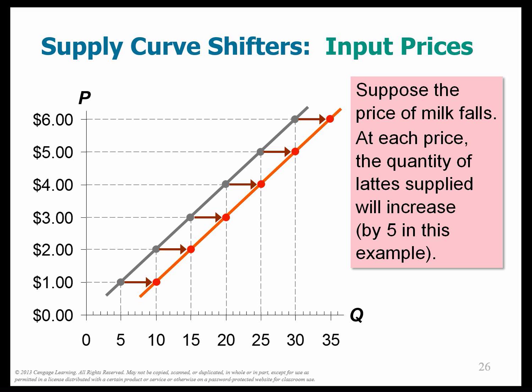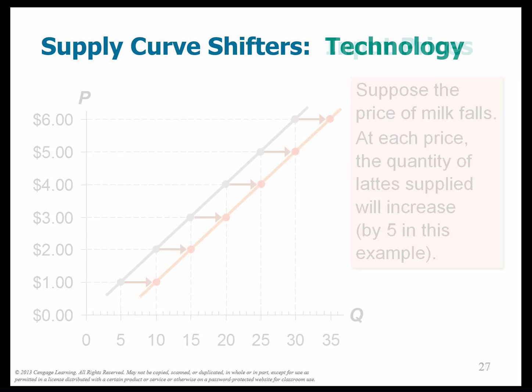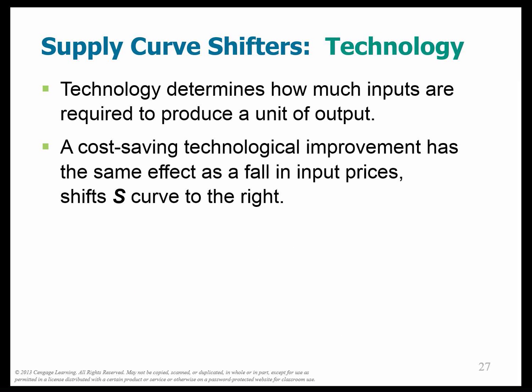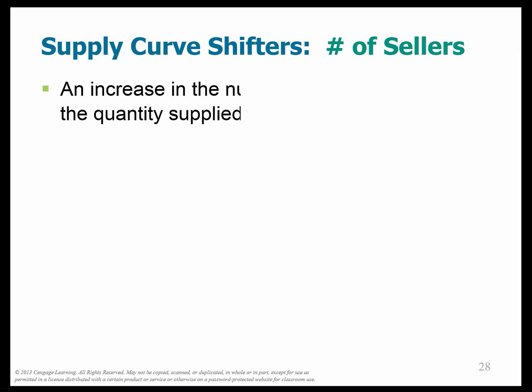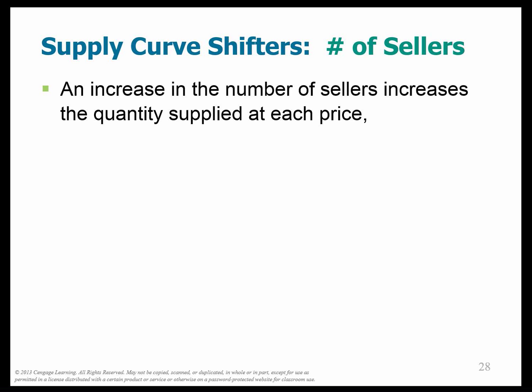Notice on this graph, anytime there is an increase, the curve moves this way. That's an increase. This is true for both supply and demand. If there's a decrease in supply or demand, it moves back towards the origin. That's very handy to remember. Imagine technology. Suppose there's a cost-saving technological improvement that makes supply increase. The number of sellers also, just as the number of buyers makes the demand curve increase, makes the supply curve increase, and it shifts the S-curve to the right.